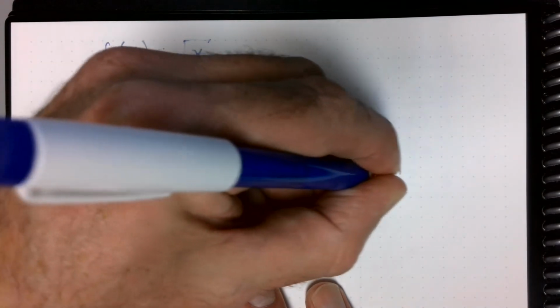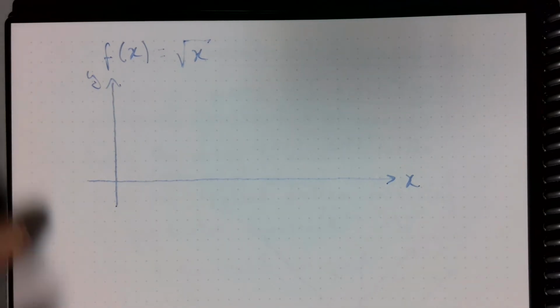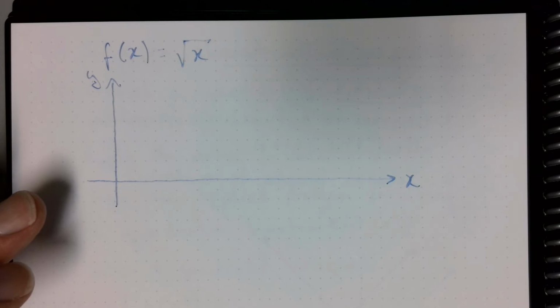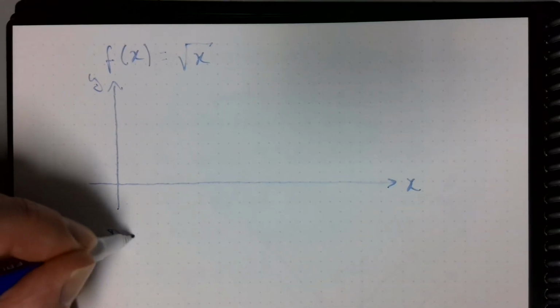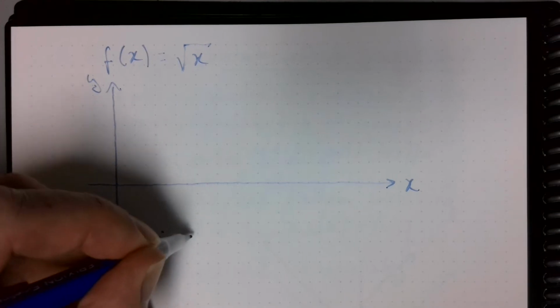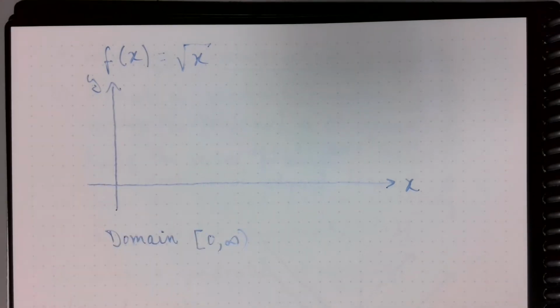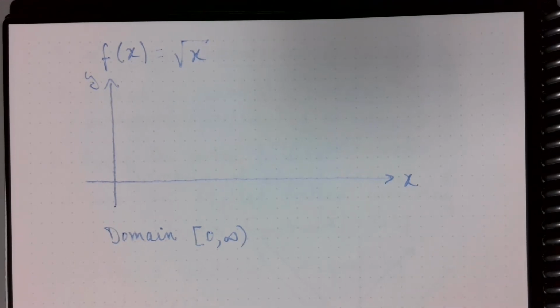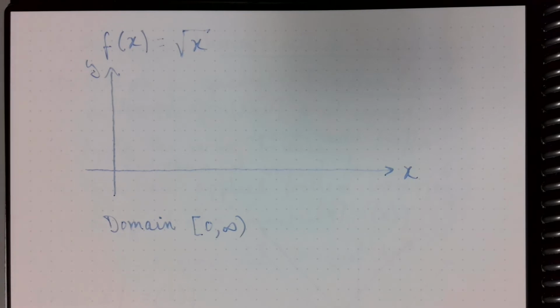Draw myself a set of axes here. X-axis, y-axis. Y equals f of x. Notice I didn't spend a lot of real estate on the left side. That's because this function's domain is the set 0 to infinity. Remember, the domain is the set of values we are allowed to use as inputs to the function.